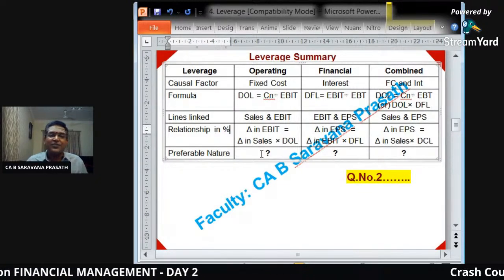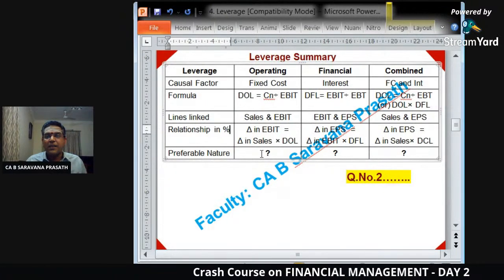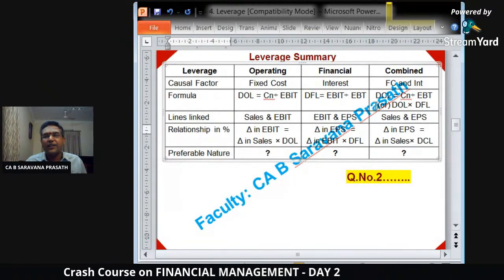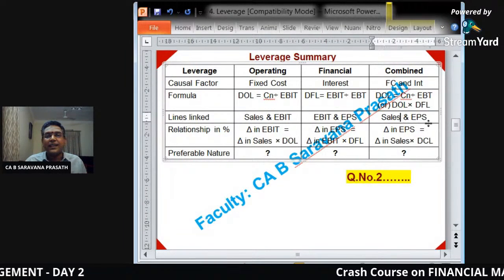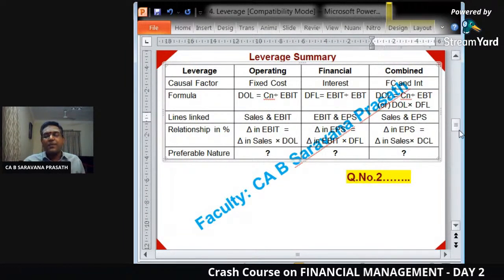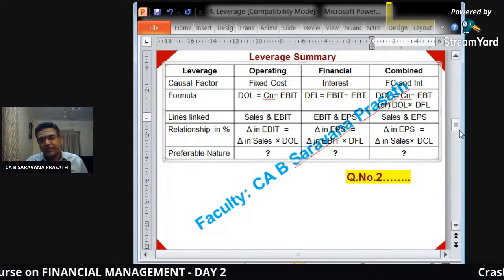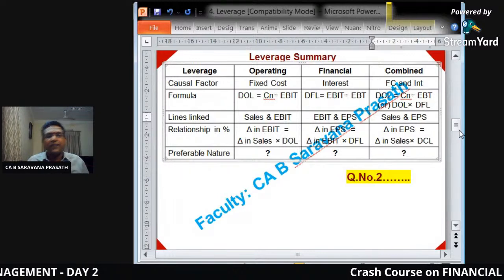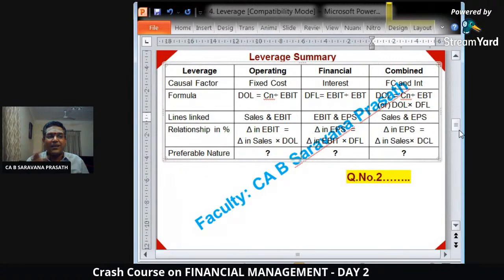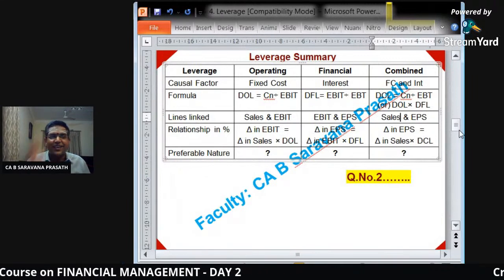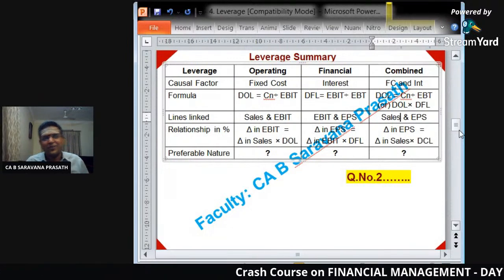Then combined leverage, on account of both fixed cost and interest. Contribution divided by EBT is the formula for combined leverage. Alternatively, DOL multiplied by DFL. The 2 lines linked here are sales and EPS. So change in EPS is equivalent to change in sales, all in percentage, multiplied by the combined leverage times. So this is the summary of the leverage relationships that you have to bear in mind: 3 formulas and which lines in the P&L statement are linked in this process. This is the conceptual knowledge and the memory relating to that knowledge that you need to have.